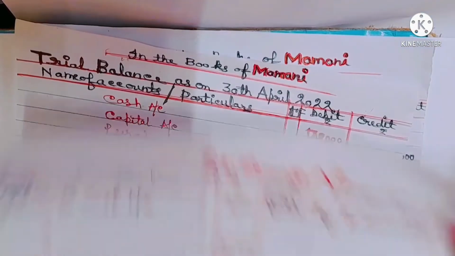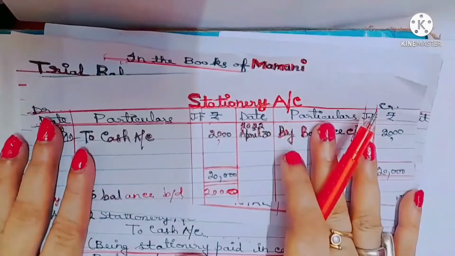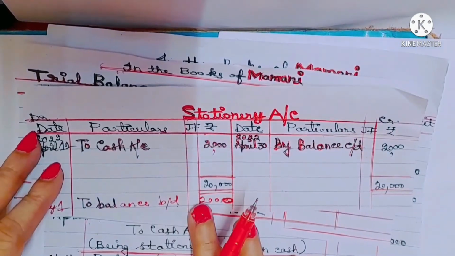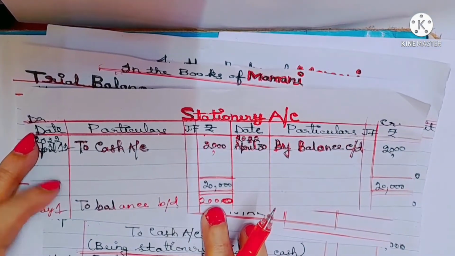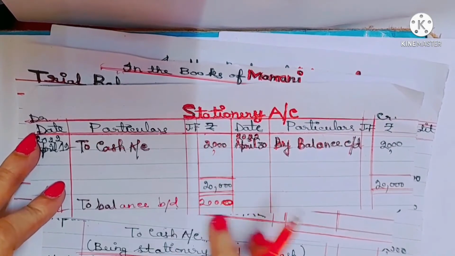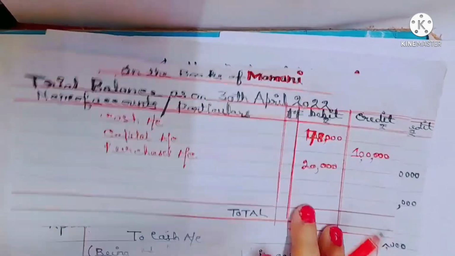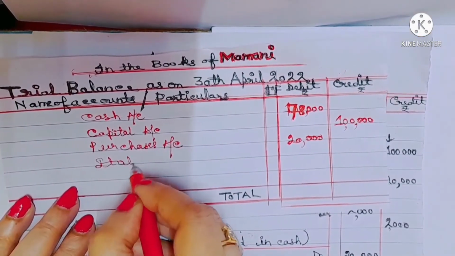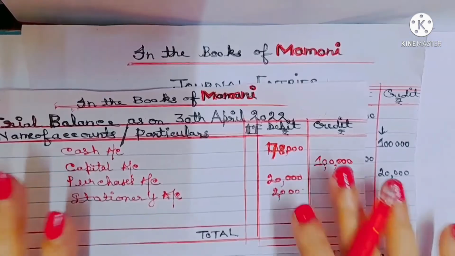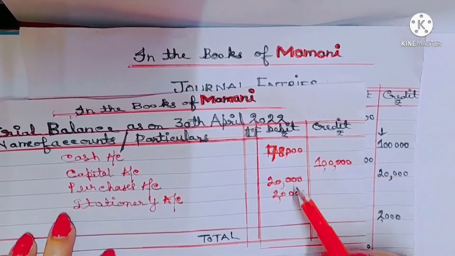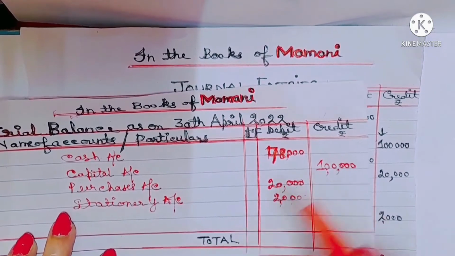Understood? The last account is stationary account. So, is stationary a debit balance or credit balance? Stationary is a debit balance because to balance BD is written beneath the debit side total 2,000. Let's do it. Now let me calculate debit column. 78,000, 20,000, 2,000. That means 1 lakh.